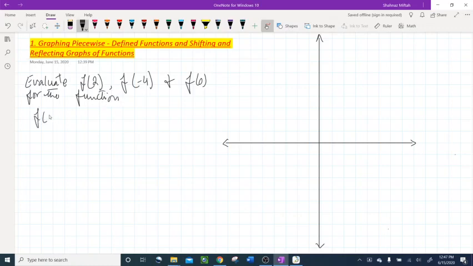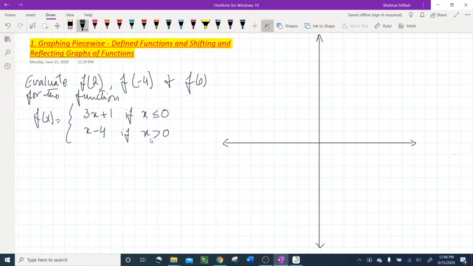f of x equals, and this is my piecewise function, it's in pieces, that's why it's called a piecewise function, 3x plus 1 if x is less than or equal to 0. We have to be very careful about the restrictions. Then another piece is x minus 4 if x is greater than 0. Now this one is included, this one is not included.